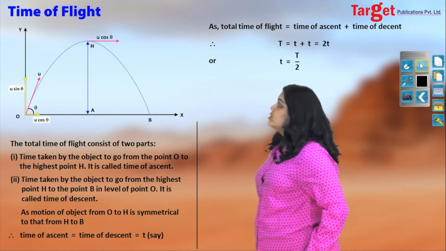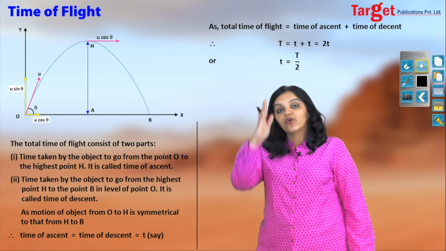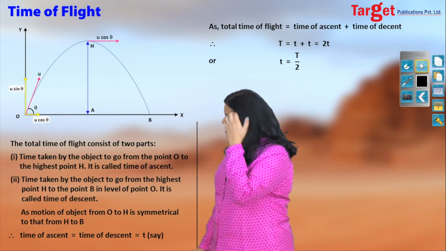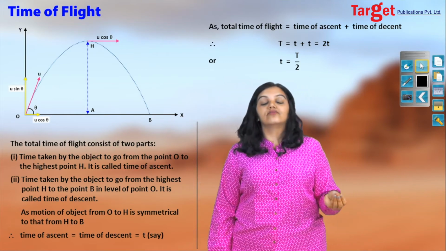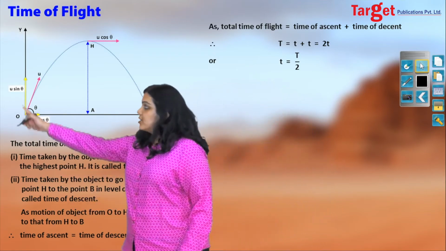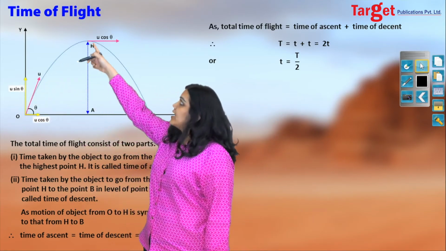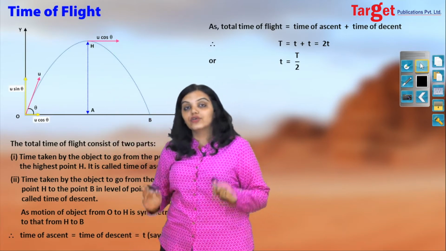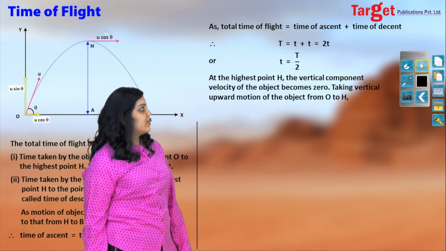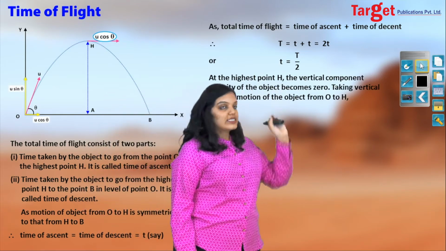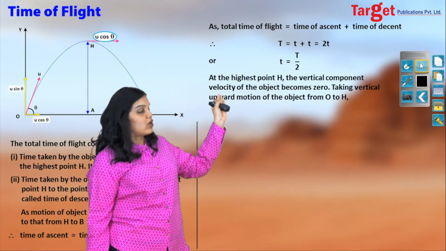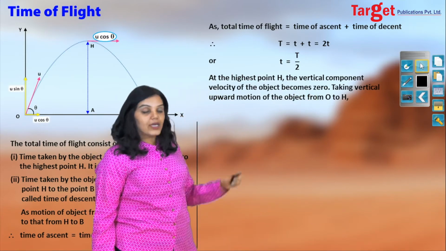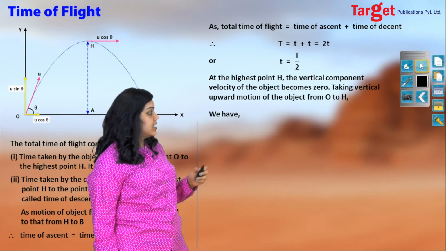Now finally I am going to use the kinematical equation for the y direction to get the equation for time of flight. Now this is very simple. Initially the velocity in the y direction was u sin theta. At the highest point the vertical velocity is 0, and I am going to use this information to find the time of flight. So we say that at the highest point h, the vertical component of the velocity of the object is 0.